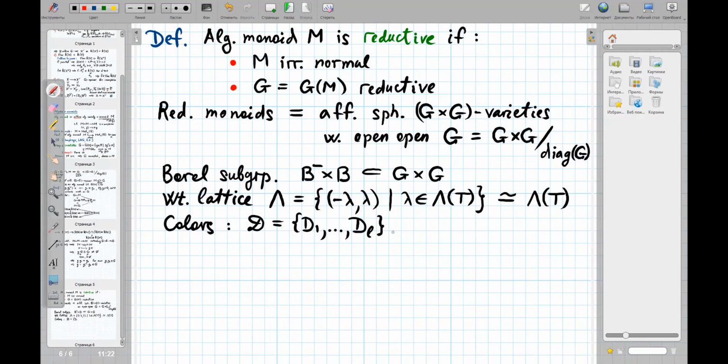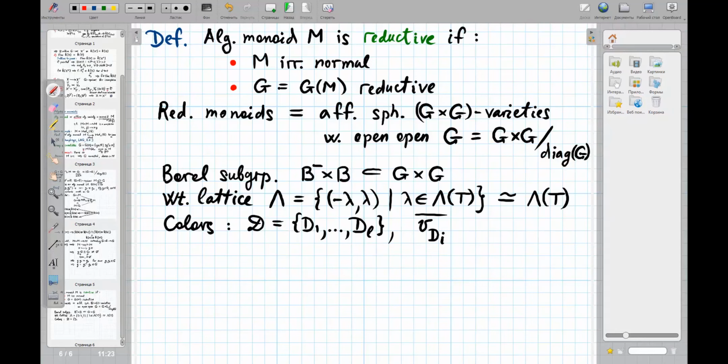And these colors are the divisors, the prime divisors complementary to the big cell in G, which we described explicitly when we discussed the color data of this spherical homogeneous space. And let me recall just that the vectors in the dual space of the weight lattice, the vectors D_i bar, corresponding to these colors.